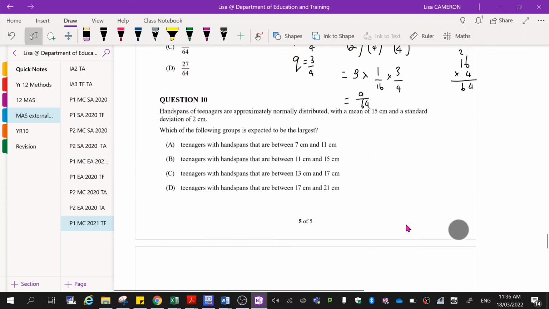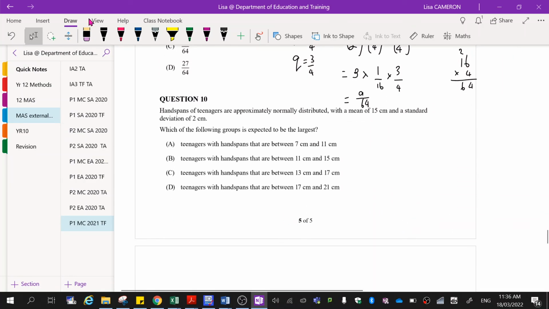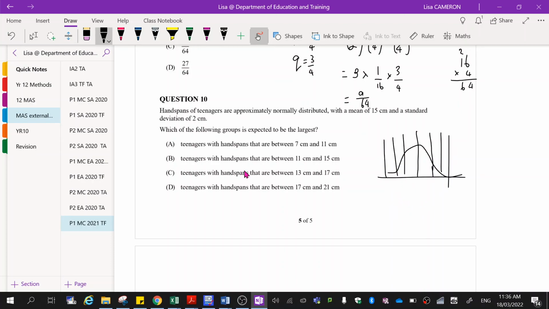Okay, lucky last question. So, handspans of teenagers are normally distributed. Remember, the normal distribution looks like this. Where your mean falls in the center, and then you've got standard deviations to the side. So that's 1 standard deviation, 2 standard deviations, 3 standard deviations. So handspans of teenagers are normally distributed with a mean of 15. So the mean is going to be 15. Standard deviation of 2 means each time we're going up this way by 2 and down this way by 2. So 17, 19, 21, 13, 11, and 9.